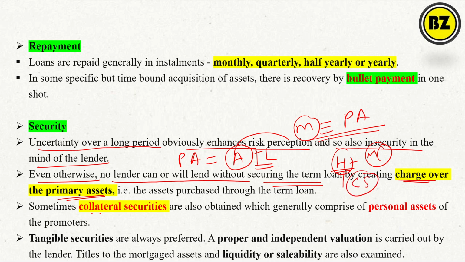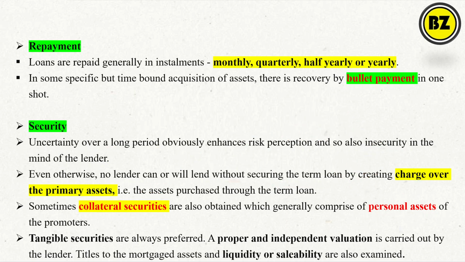Okay, collateral security means what? The personal asset of the promoter or the owner. Okay, so simply, primary asset means the asset which is purchased out of the loan proceeds, and collateral is what? It is the security taken of the personal asset of the promoter.